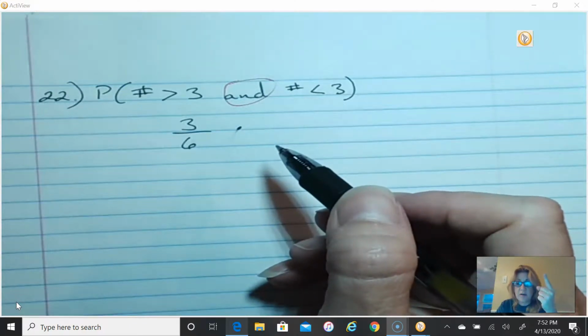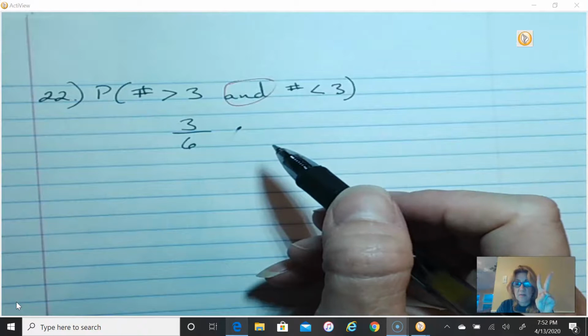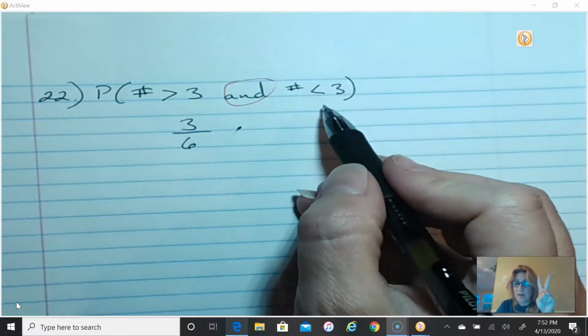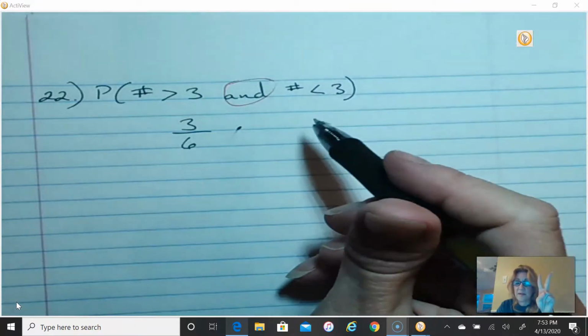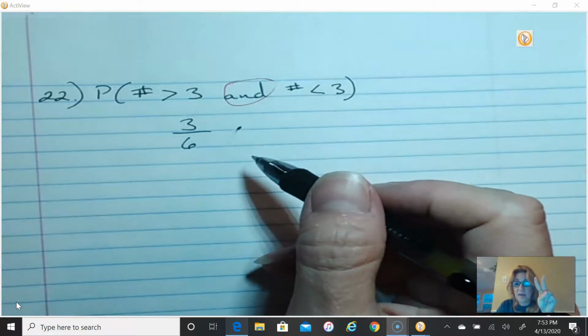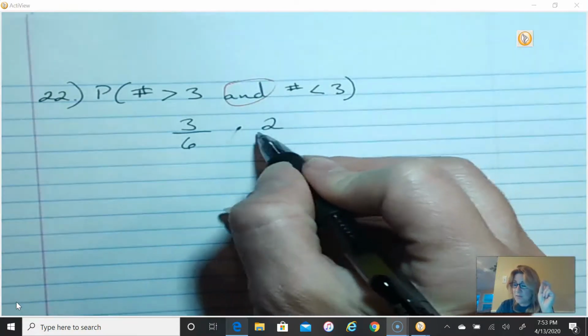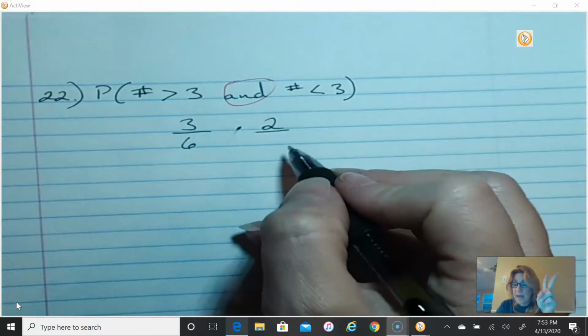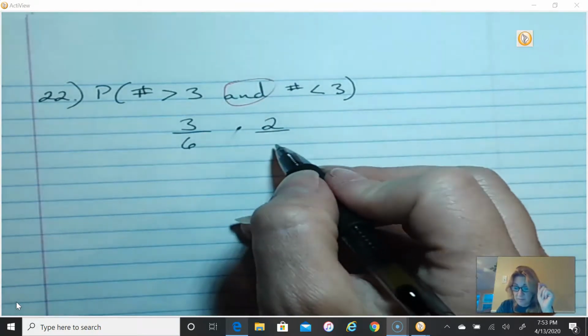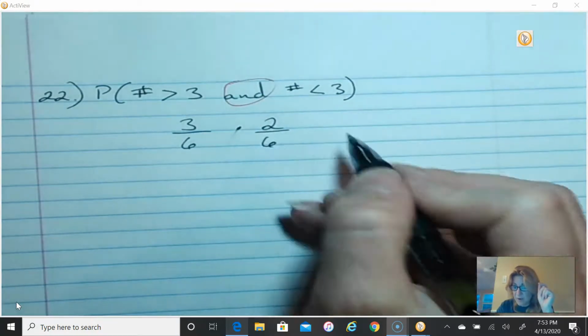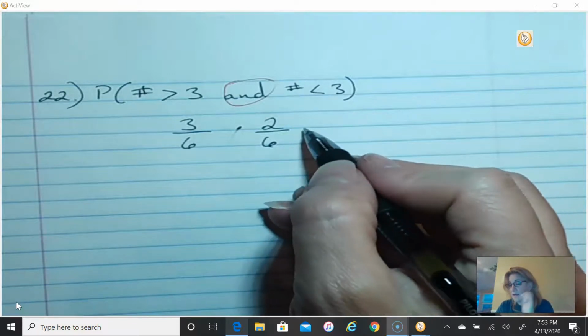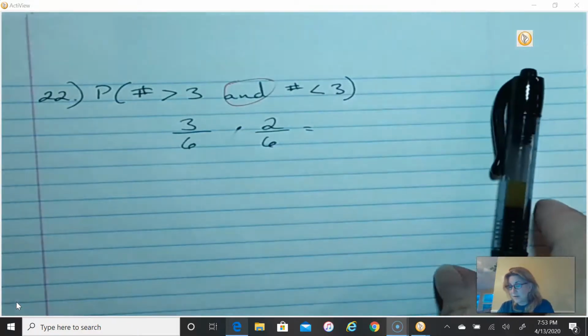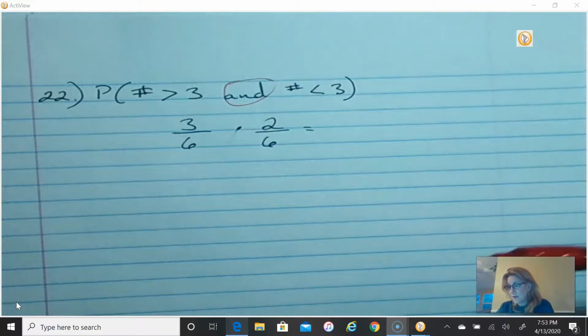How many numbers are less than 3 on that spinner? You have 1 and 2. It didn't say equal to 3, it just said less than 3. So how many numbers are less than 3? 2. 1 and 2. How many total are there? 6. That's right.